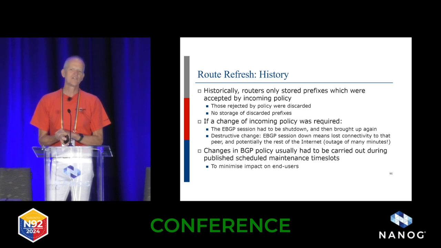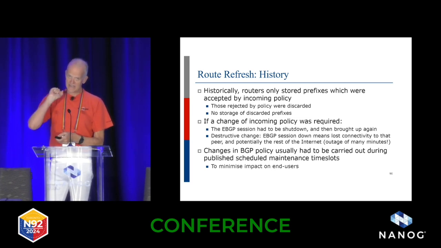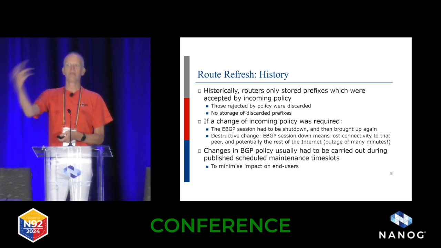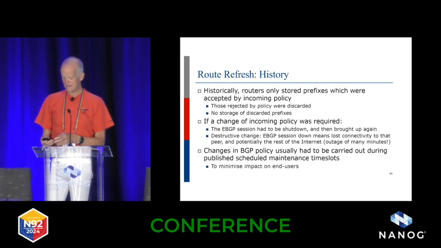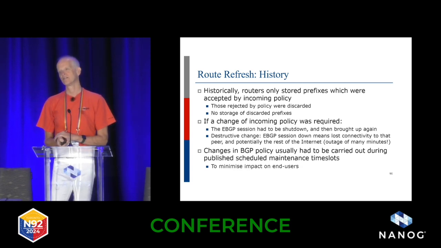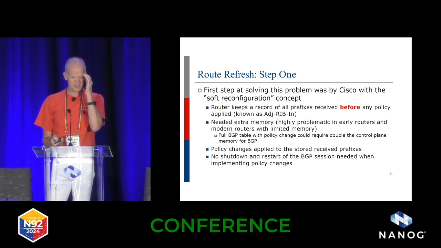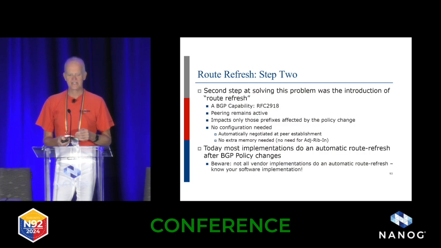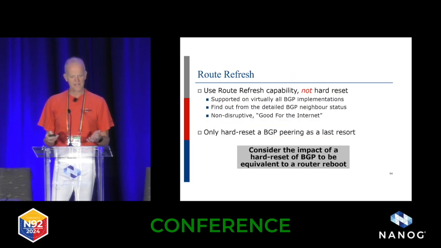So having route refresh was the lifesaver, because that meant you could sit on the router and send a message to the neighbor saying, send me everything all over again. And that way you could implement your new policy without breaking connectivity. So that was the history of that. I'm not going to go through the detail, just skip through this.